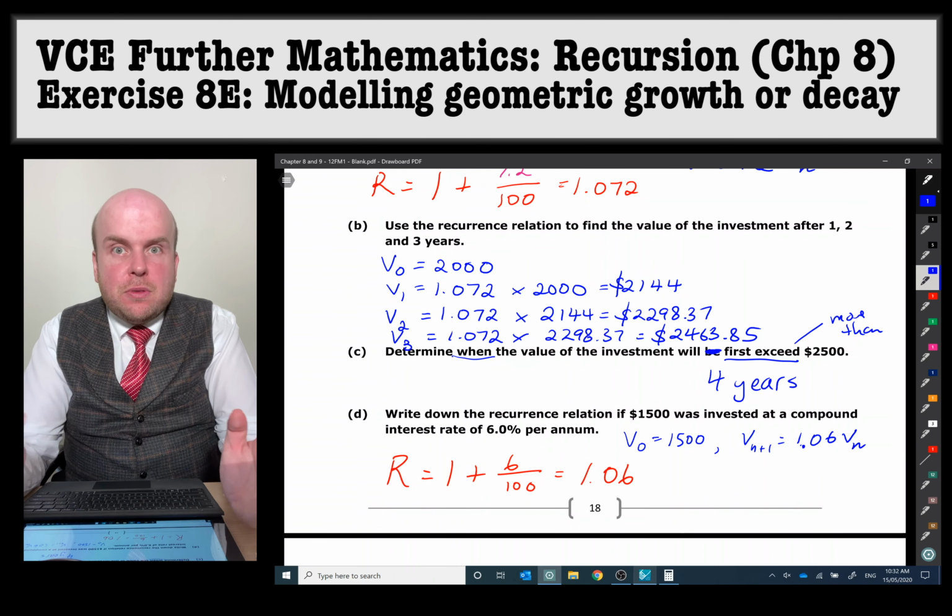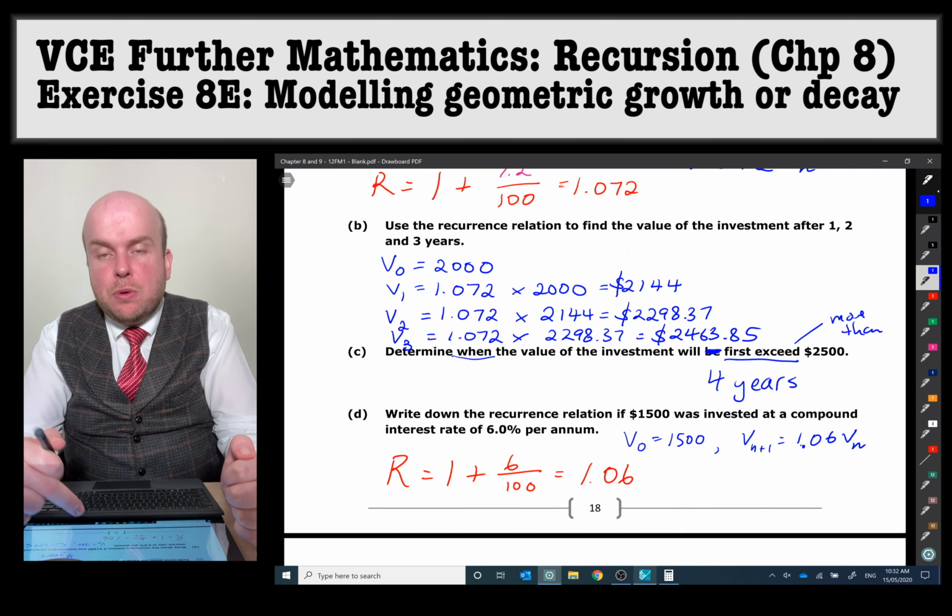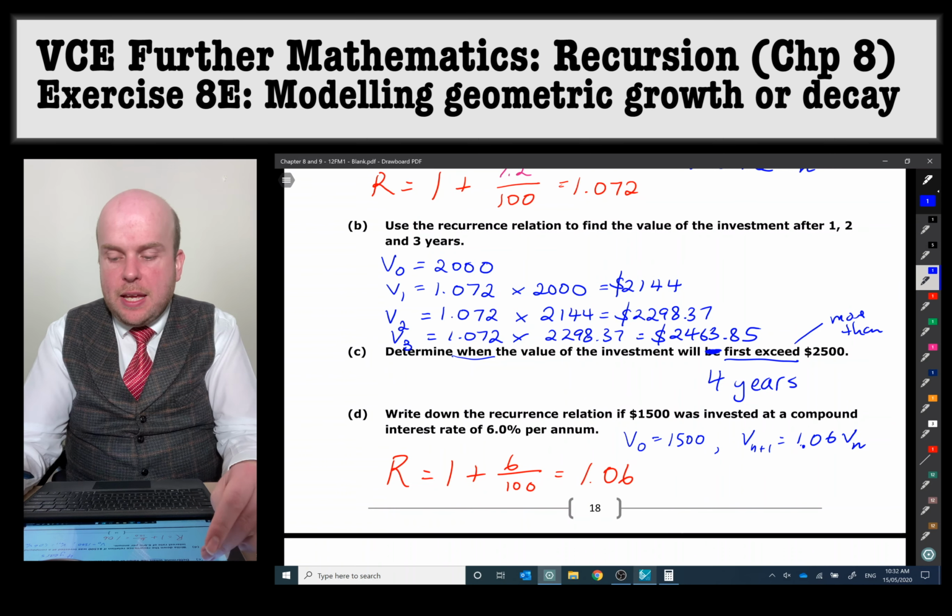It's not good enough just to write R Vn as your final answer and solve it accordingly. You do need to actually put it in. So make sure you say V naught equals 1500, Vn plus 1 is equal to 1.06 times Vn.